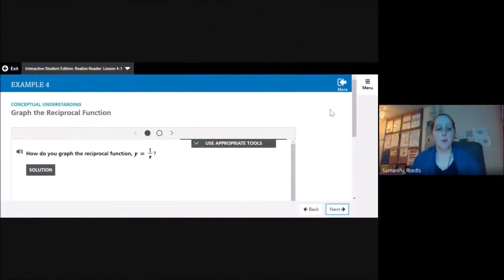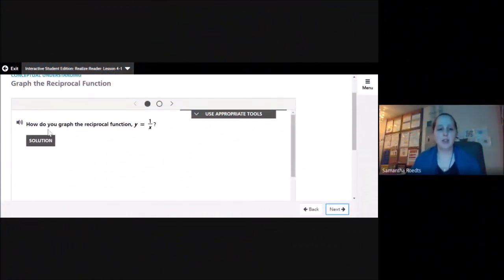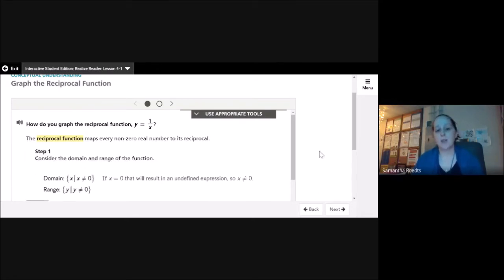All right, example 4, graph the reciprocal function. How do you graph the reciprocal function? Y equals 1 over x. So my solution, the reciprocal function maps every non-zero real number to its reciprocal. So consider the domain and range of the function.